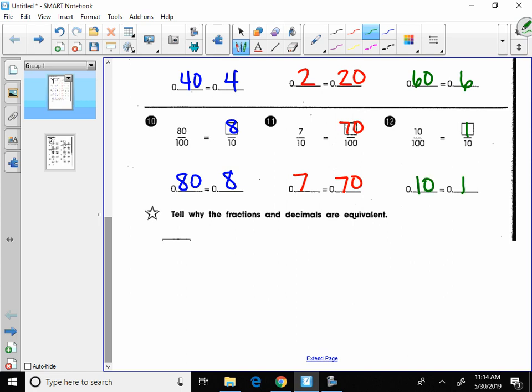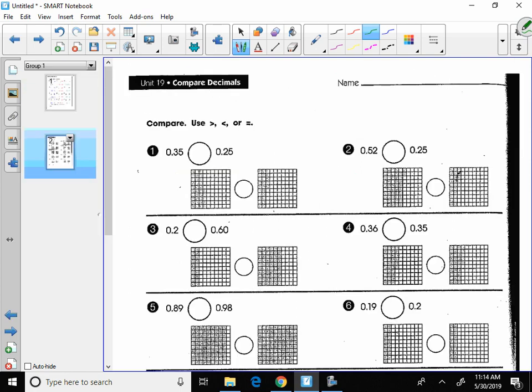All right, let's look at page 98. It says compare, use greater than, less than, or equal to. The shading on your homework is slightly hard to see, but my guess is most of you were able to do this without even looking at the pictures. If one of them goes up to the hundredths place, make them both go up to the hundredths place, and then it's easier to compare. The first one's already easy because they both go up to the hundredths place. 35/100 is bigger than 25/100. 52/100 is greater than 25/100.